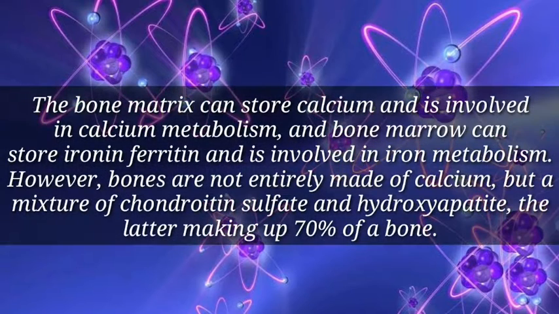The bone matrix can store calcium and is involved in calcium metabolism. The bone marrow can store iron in ferritin and is involved in iron metabolism. However, bones are not entirely made out of calcium, but a mixture of chondroitin sulfate and hydroxyapatite, the latter making up 70% of bone.